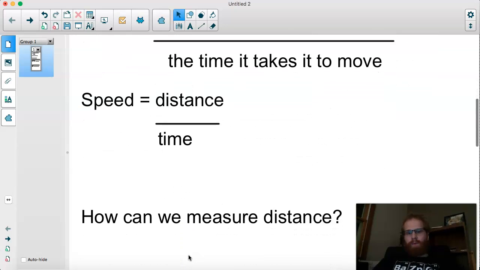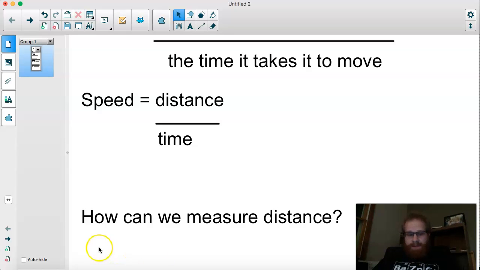So whenever we're measuring speed, it's important to think about how we measure our distance and our time, because distance and time can have different units, and so can our speed. So how can we measure distance? What are some units that we can use to measure distance? And when you use a ruler, what are the units associated with that ruler?